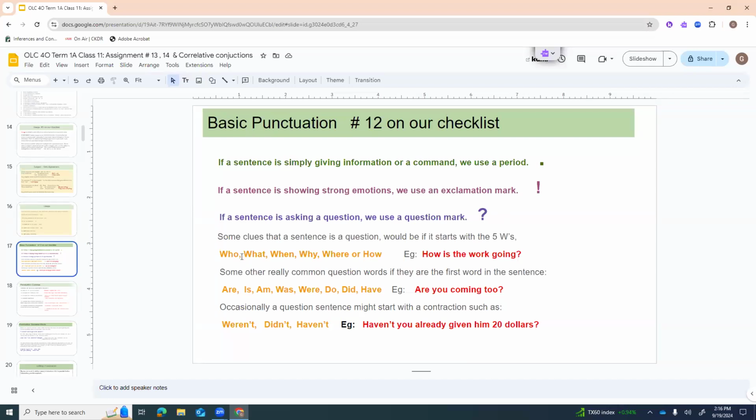If you're using words like who, what, when, why, where, or how, you're probably asking a question, like, how is the work going? There are some other really common question words that if they're the first word in the sentence, it's a good chance you're asking a question as well. Things like are, is, am, was, were, do, did, have, like are you coming? Were you at the party? Every now and again, a question sentence might start with a contraction like weren't or didn't or haven't, like haven't you already given him $20? So those are some examples of things to do.